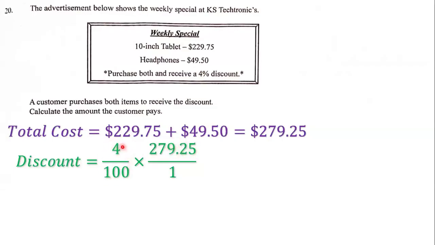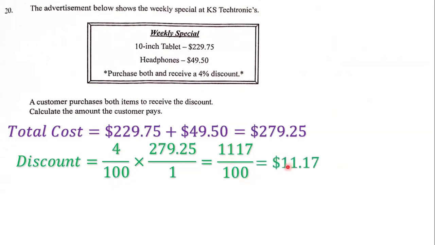So we have 4% right here, which represented as a fraction is 4 over 100. And we multiply that by the total. We ensure that we put the total over 1. So we have the total, which is 279.25, and we multiply that by 4 over 100. Now, what is 4 times 279.25? That's 1,117. And 100 times 1 is 100. So we have 1,117 divided by 100.